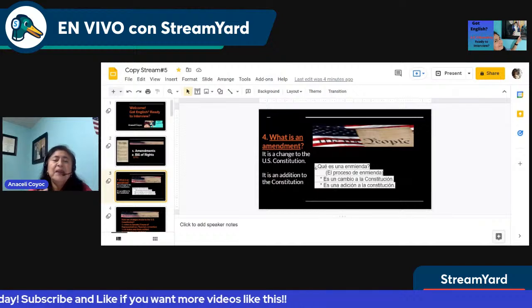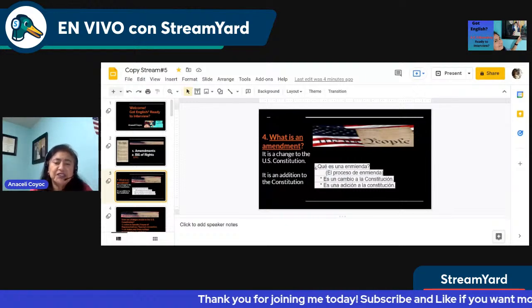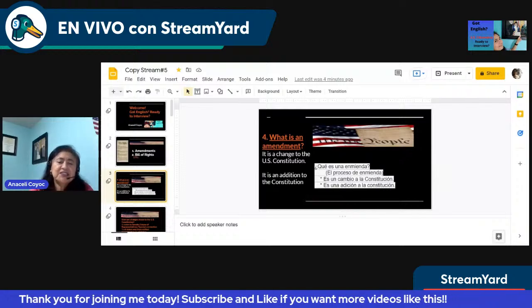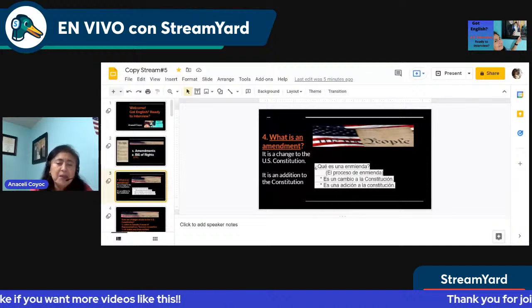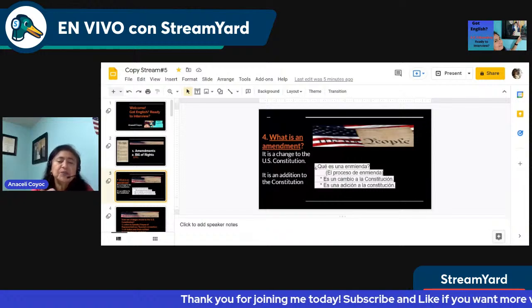What is an amendment? An amendment is a change to the Constitution. An amendment is a change to the U.S. Constitution, or it is an addition to the Constitution. So what is an amendment? An amendment is a change to the U.S. Constitution or an addition to the Constitution.